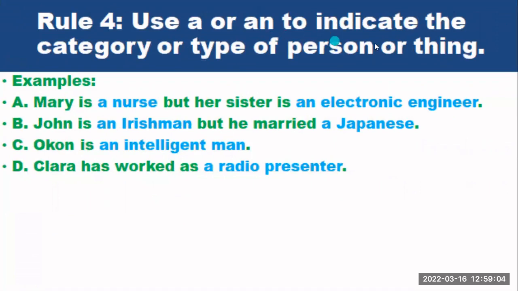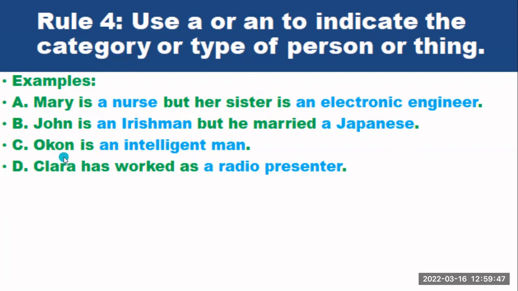Use a or an to indicate the category or type of person or thing, all right? For example, Mary is a nurse, but her sister is an electronic engineer. So you are indicating the type of person that Mary is, a nurse. The type of person her sister is, an electronic engineer. Example B, John is an Irish man. The type of person John is, an Irish man. But he married a Japanese. The type of person his wife is, a Japanese.